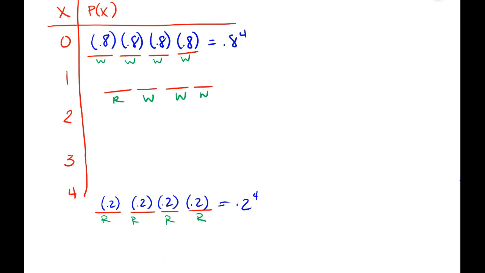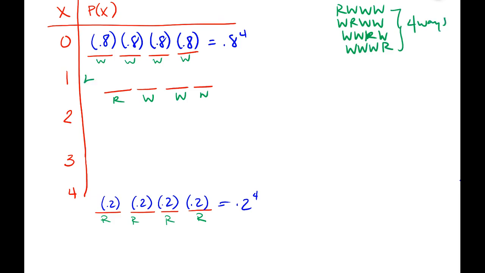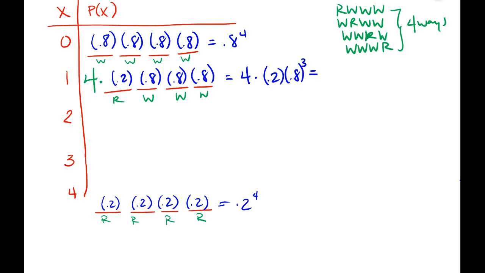If I actually did the whole tree, they could have gotten the question right first, second, third, or even fourth. So there are 4 ways that this can happen. So we have to do a big 4 out in front. And then we can throw in the probabilities, the 0.2, the 0.8, the 0.8, and the 0.8. So this is 4 times 0.2 times 0.8 to the third. I really like how that looks.